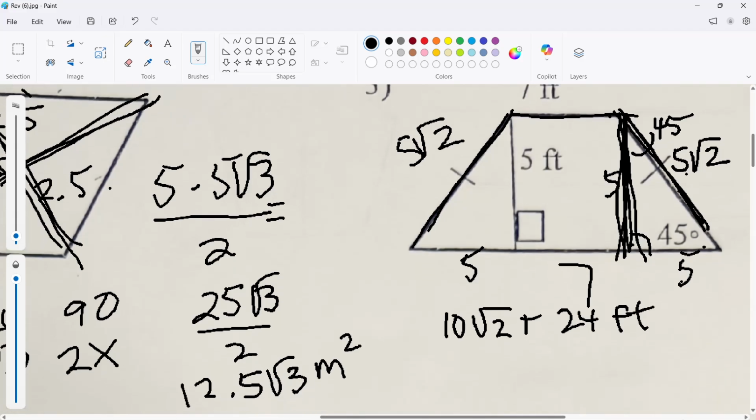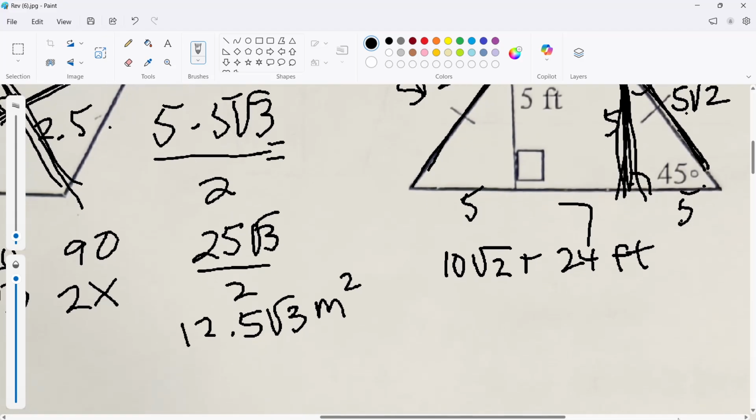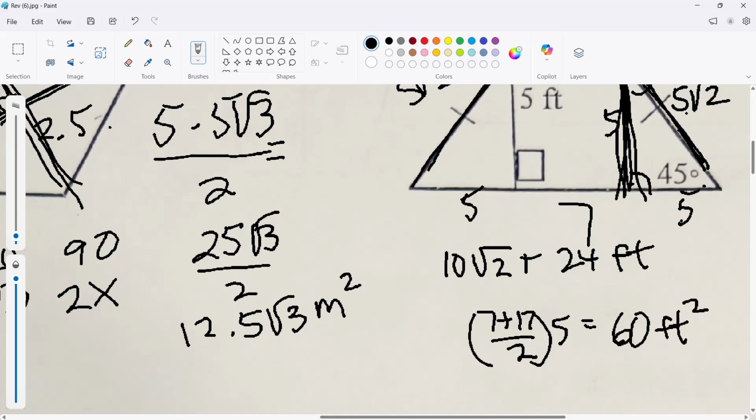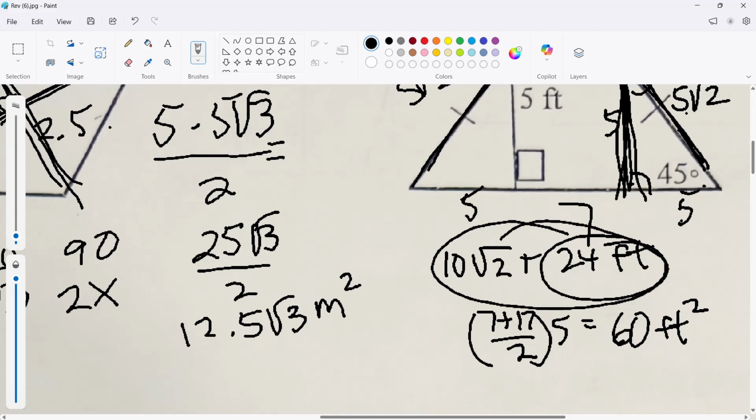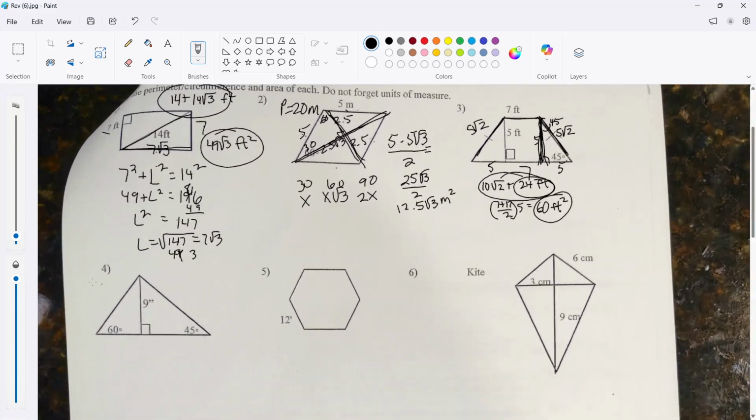How do I find the area of this? It's going to be base 1 plus base 2, 7 plus 17, divided by 2, times the height, which is 5. 24 divided by 2 is 12, times 5 is 60 square feet. So there's your perimeter, or the perimeter is that whole thing, 10 square root of 2 plus 24, and the area is 60 square feet. All right, what's the next one?